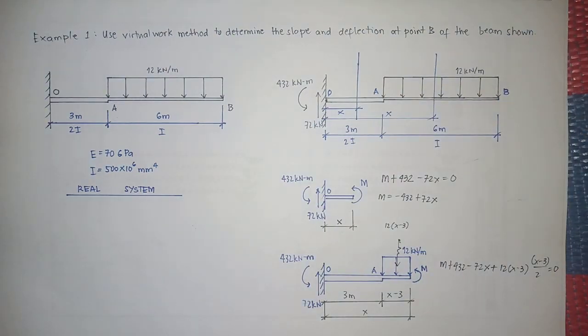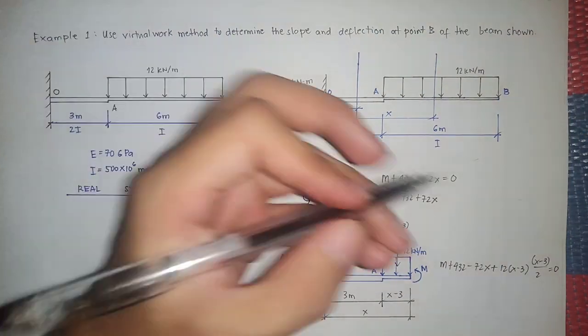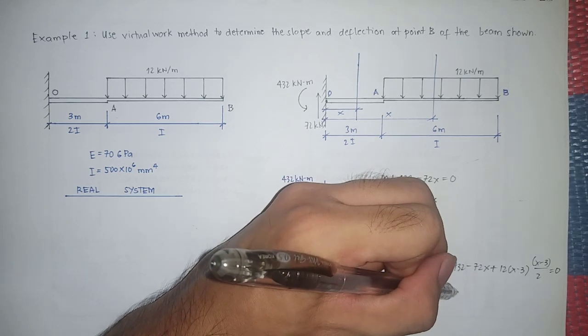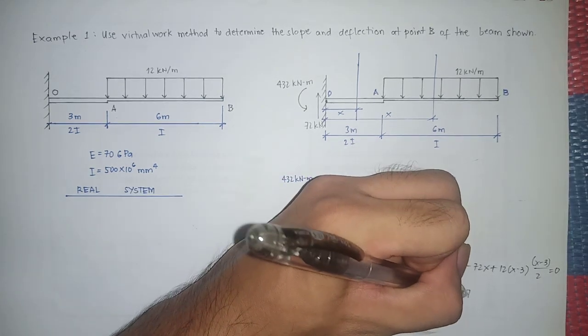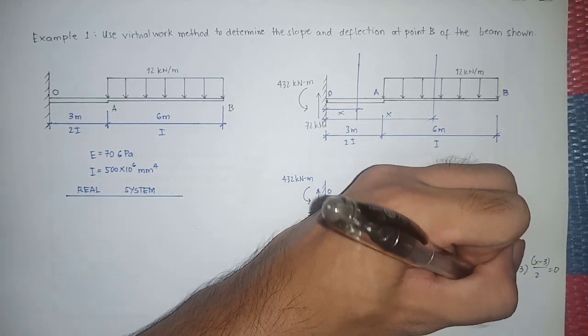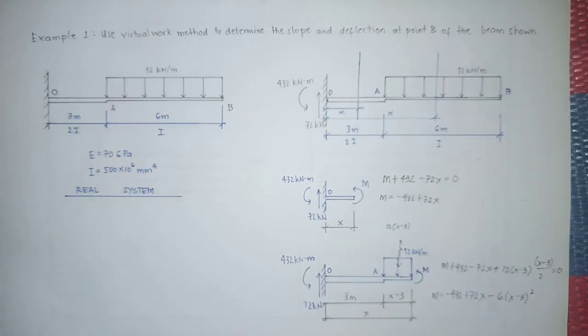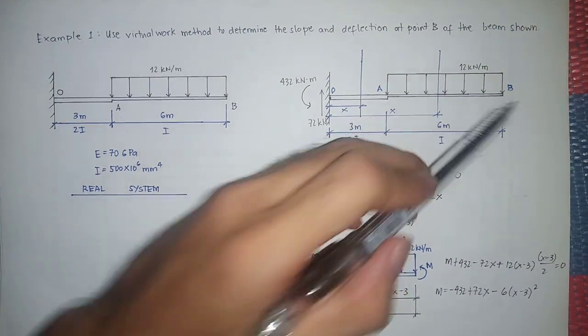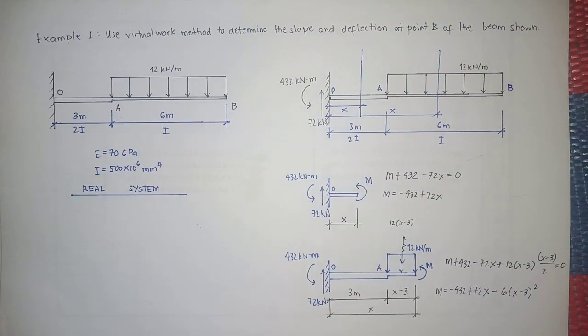Equal to 0. So, rearranging and simplifying, we have what? M is equal to what? Negative 432 plus 72x minus 6 times the quantity x minus 3 squared. So, this is our moment equation from point A to point B. So, tandaan po natin yan. Ito po yung sa rail system.